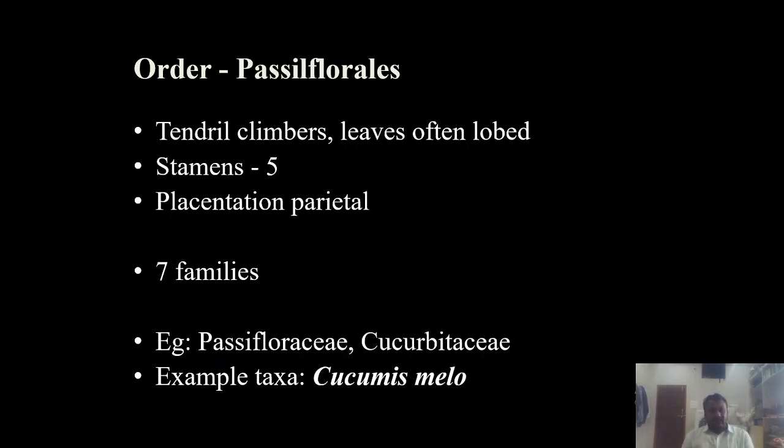Under Passiflorales, tendril climbers are present in this order generally. Leaves often lobed. Stamens generally 5. Placentation is parietal. So 7 families were recognized. Out of 7, 2 are very common: Passifloraceae and Cucurbitaceae. Example for this, cucumber.